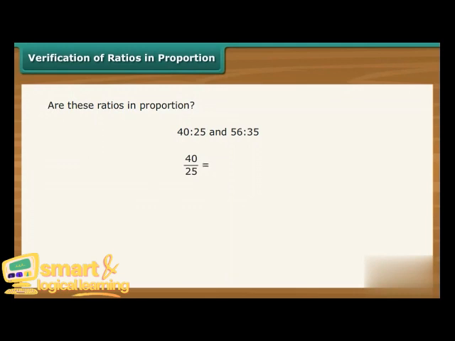40/25 is same as 8/5, that is 8:5. 56/35 is same as 8/5, that is 8:5. Therefore, 40:25 is equal to 56:35. In other words, 40:25 :: 56:35.